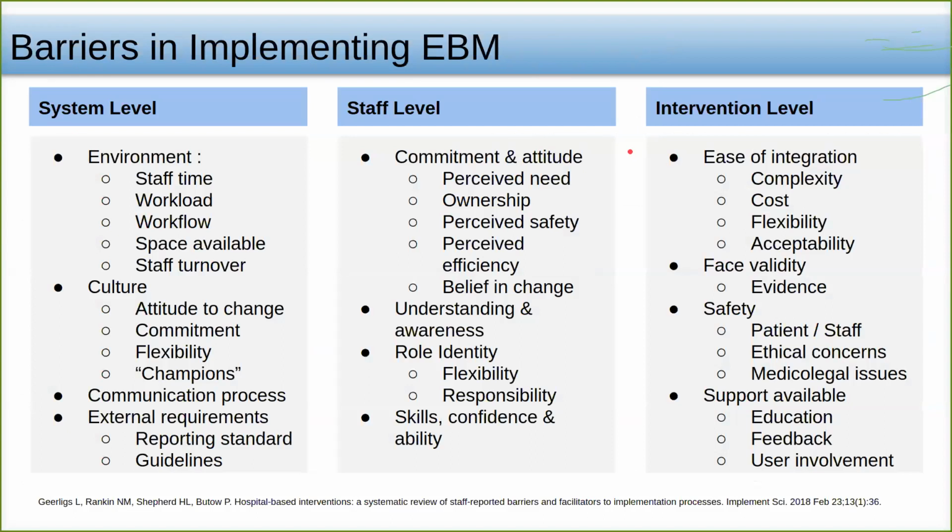There are many barriers in implementing evidence, and these can be categorized into three broad categories. You can have system level barriers, staff level barriers, and intervention level barriers. System level barriers are macro barriers. These are things like staff time, workload, workflow, culture to the change, whether there are people who are willing to change or not. Staff level barriers are micro level barriers. They are at the person level. So you have to understand the perceived needs, the ownership, the understanding and awareness regarding the change, what is the role identity that this person is playing in the organization, and so on.